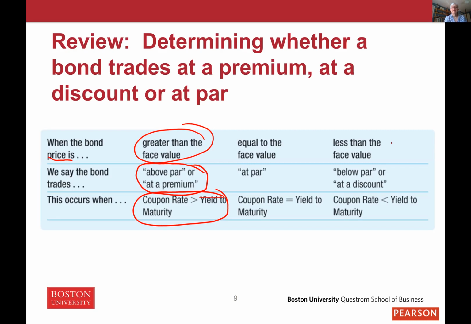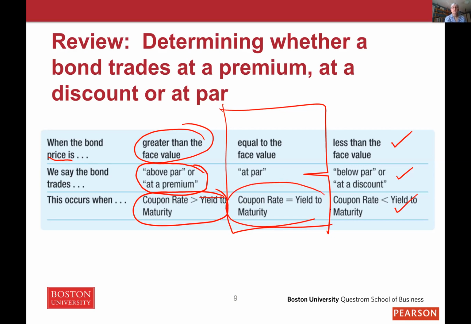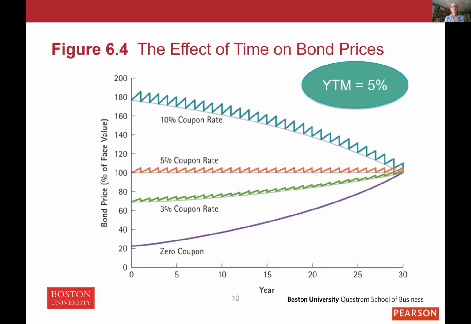If the price is less than the face value, we call it below par. We call it trading at a discount. And it happens when the coupon rate is below the yield to maturity. And finally, if the price is exactly equal to the face value, we call it trading at par, and it happens when the coupon rate is equal to the yield to maturity. All right, that's the end of piece 1. We're going to do piece 2, and then we'll have a break in the middle of class.